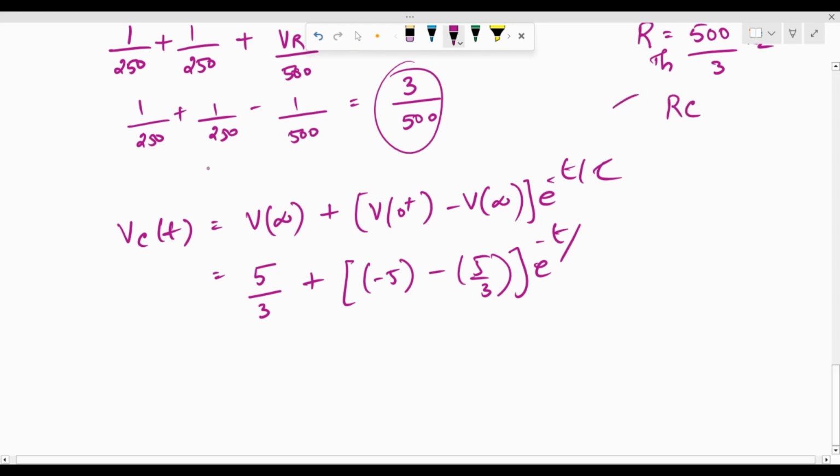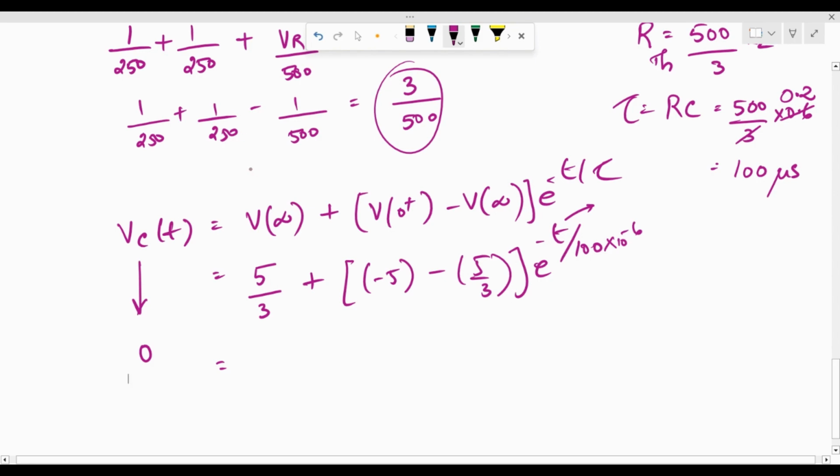So let's compute RC here. That is 500 by 3 into 0.6. So that's 100. And since this is microfarads, this would be microseconds. So this is going to be 100 into 10 power minus 6, of course, right? So 100 microseconds. So now this is the equation of Vc of t. We need to compute the parameter t for which this voltage is going to be equal to 0. That is what our question is.